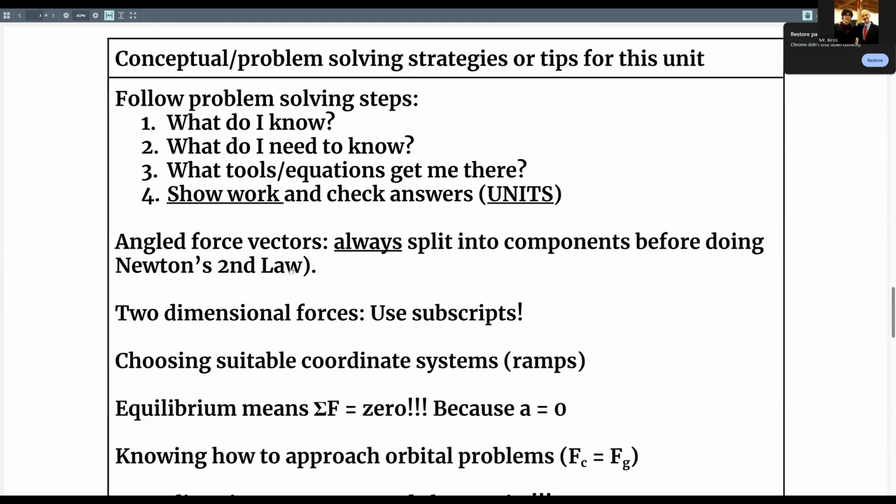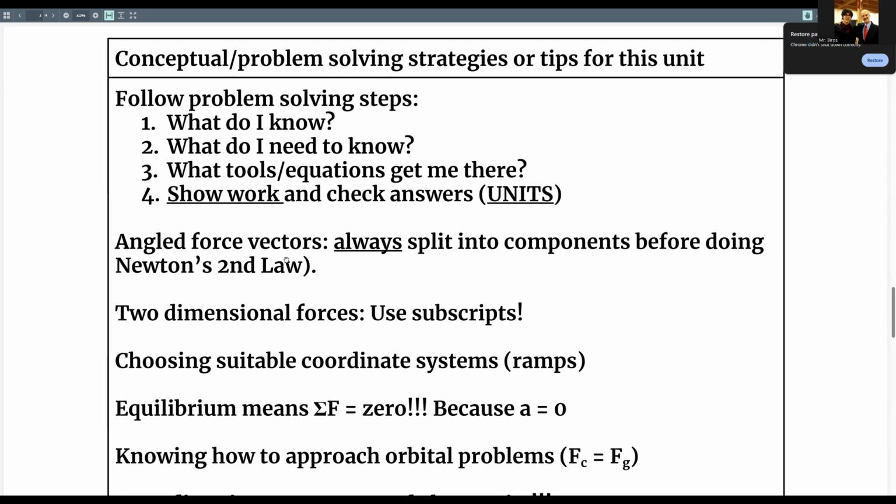Keep in mind your general problem solving steps. Just, what's provided to me, what's the situation, what's the scenario, how do I understand what's going on in the problem and what they're telling me about it. What am I asked to do or find? What tools or equations do I need to solve it? So what am I working with as far as knowledge or math skills or particular equations we use for the solution? Show your work, check your answers.